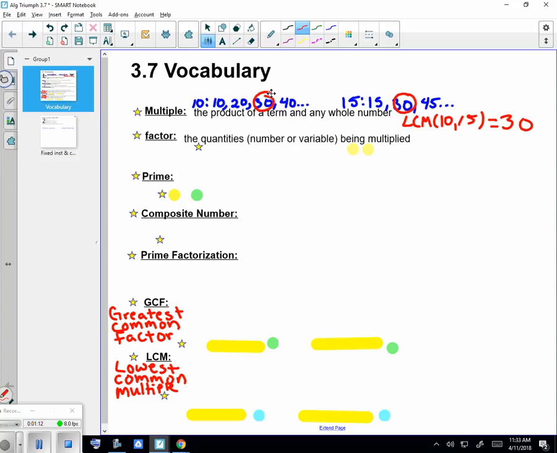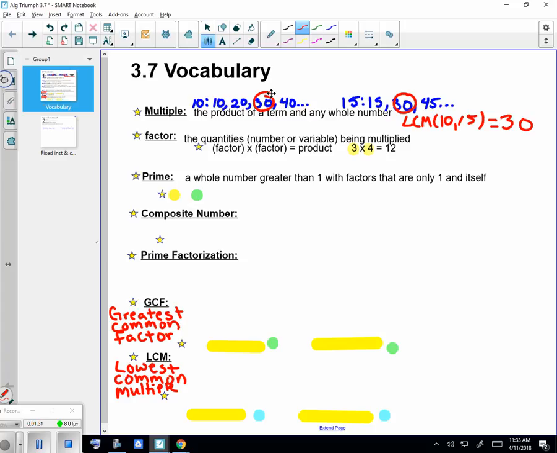Factor is the quantities, numbers, or variables being multiplied. Factor times factor equals product. In 3 times 4 equals 12, 3 and 4 are factors because they are next to the multiplication symbol. 12 would be the product.